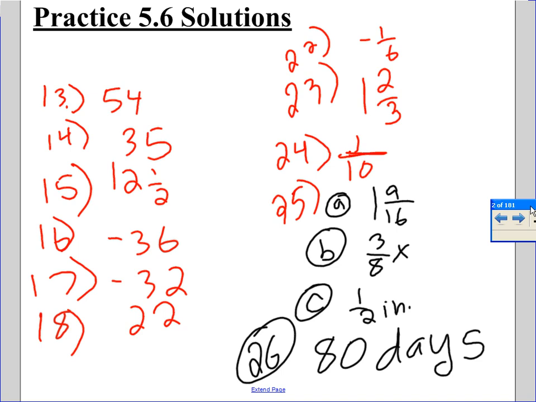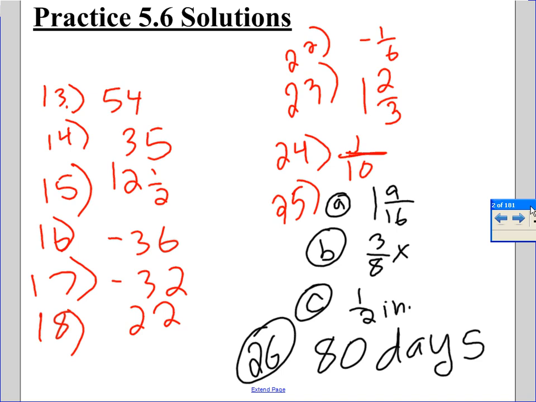Number 14, 35. Number 15, 12 and a half or 25 over 2. Number 16, negative 36. 17, negative 32. 18 is 22. Number 22 is negative 1/6. 23 is 1 2/3. Did anyone leave it as an improper fraction?